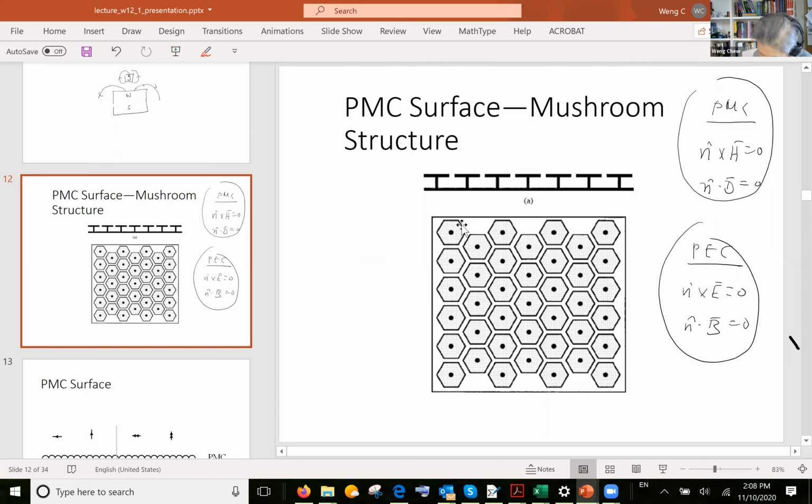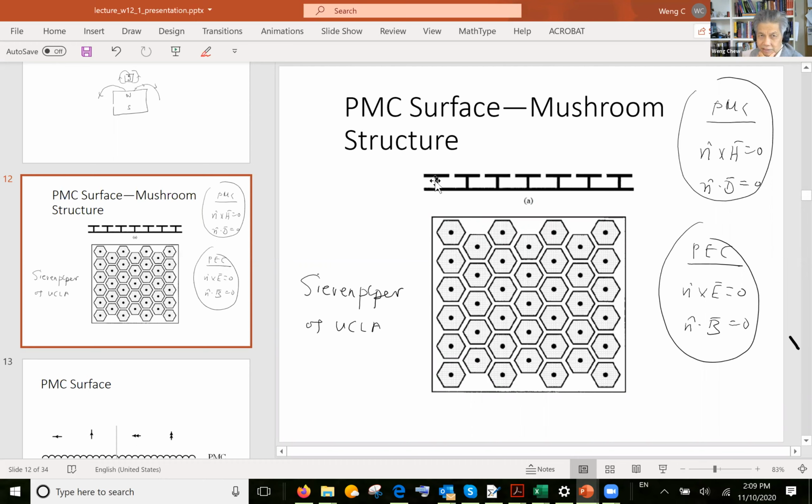This is something done by, I think I know how to spell his name, Stephen Pico. Okay. So he made this mushroom structure very cleverly so that it consists of a short transmission line segment.